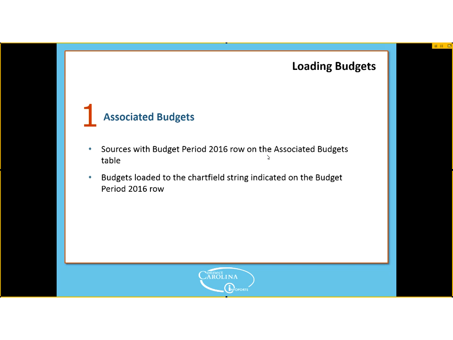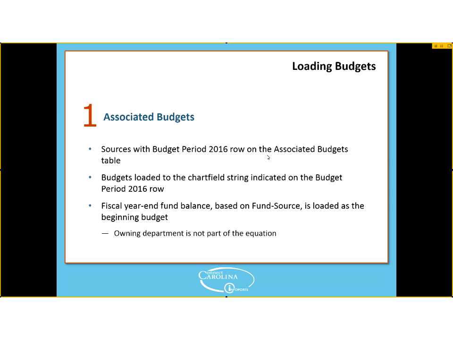Now, for those sources that do have that 2016 budget period row, we will load budgets to the chart field string that is indicated on that row. Okay, so this table is very important. It tells us, one, if we're going to load budget, and two, where we're going to load the budget. So the budget that will be loaded is going to be based on your fiscal year-end fund balance. Not budget balance, your fiscal year-end fund balance. And that's going to be based on the fund and the source, okay? So owning department will not be part of the equation.